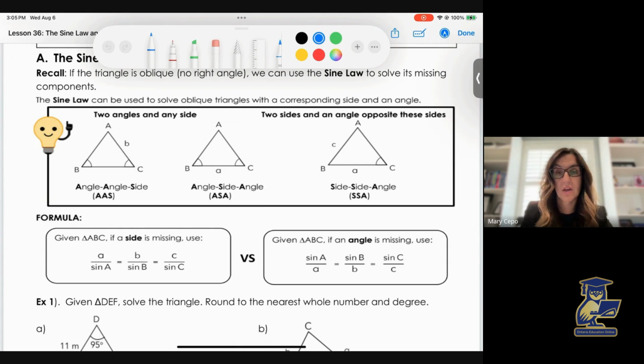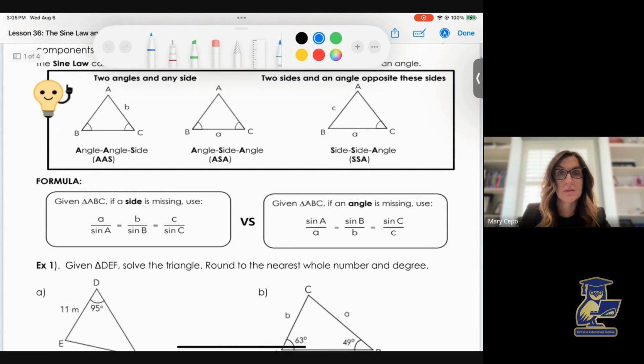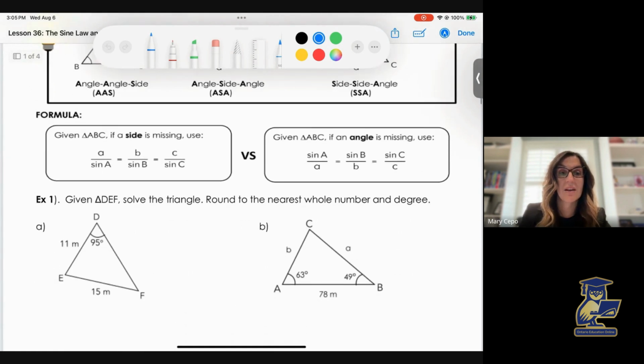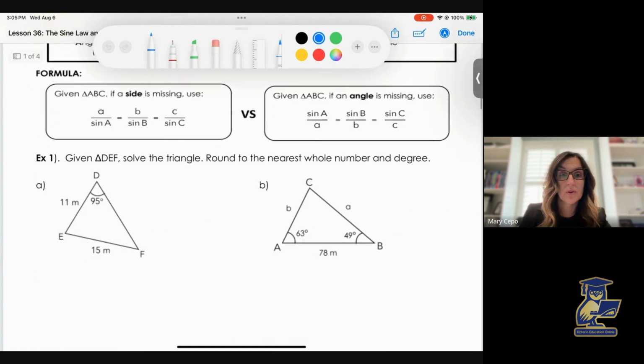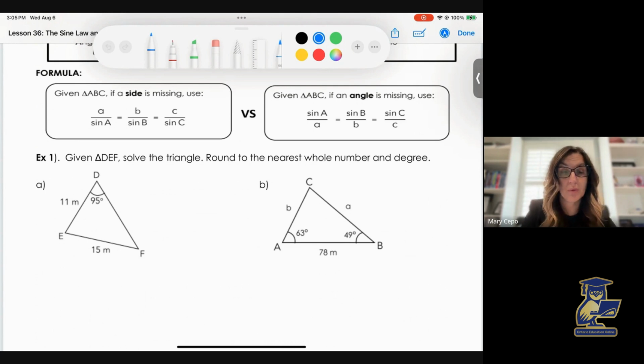Notice angle C, the opposite side of angle C is labeled as lowercase c. All angles are always capital. Opposite sides are lowercase of that angle. So the formula for the sine law will always be provided to you.